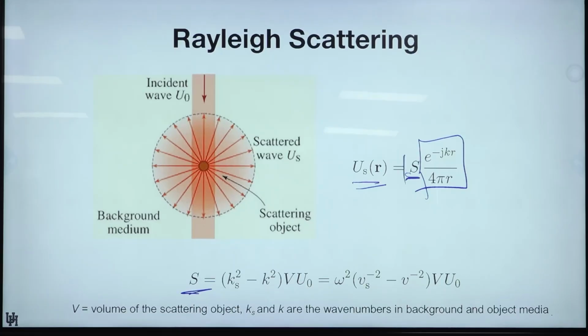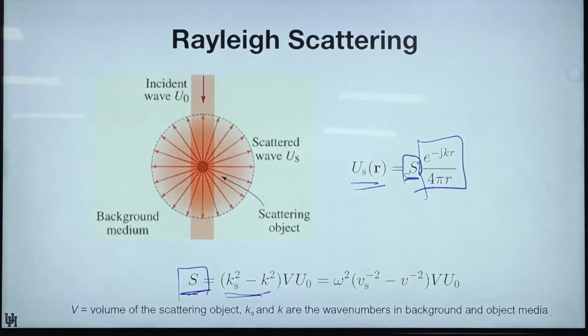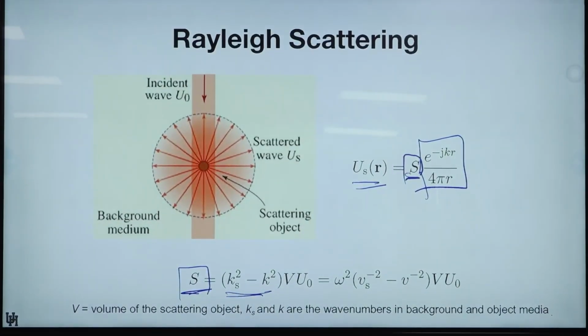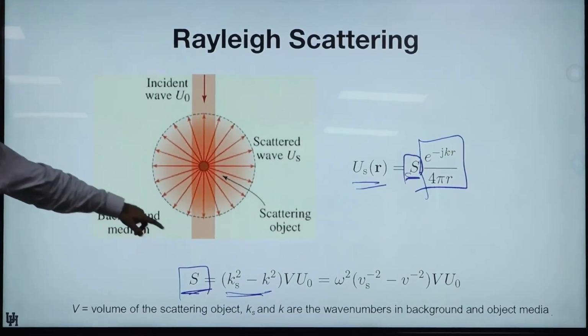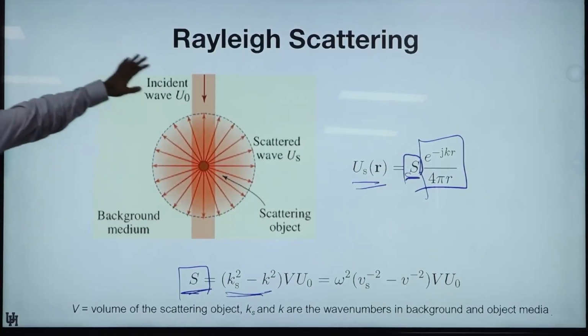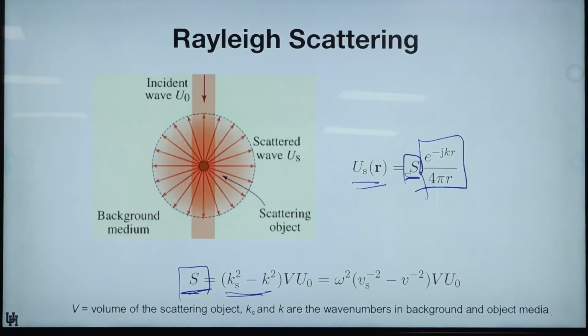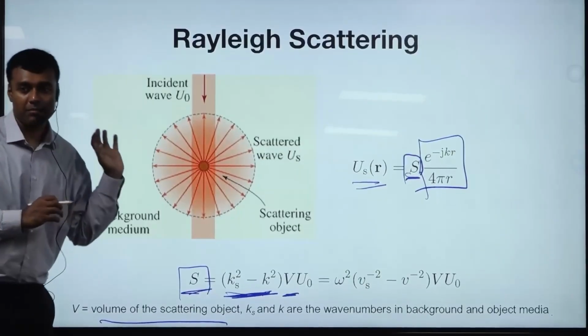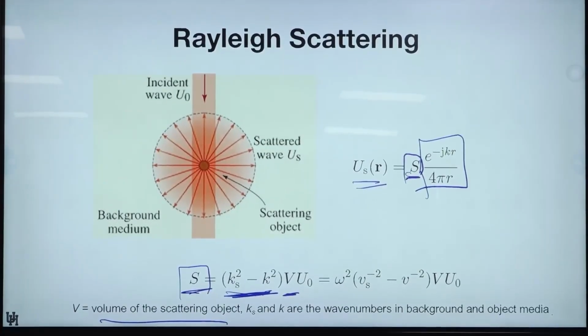The amount of this scattering is given by S here, and that's related to the wave number of the scattering object squared minus the wave number of the background medium squared, Ks square minus K square. It also depends on the volume of the scattering object. The bigger the object, the more scattering that happens. The tinier it is, the less there is.